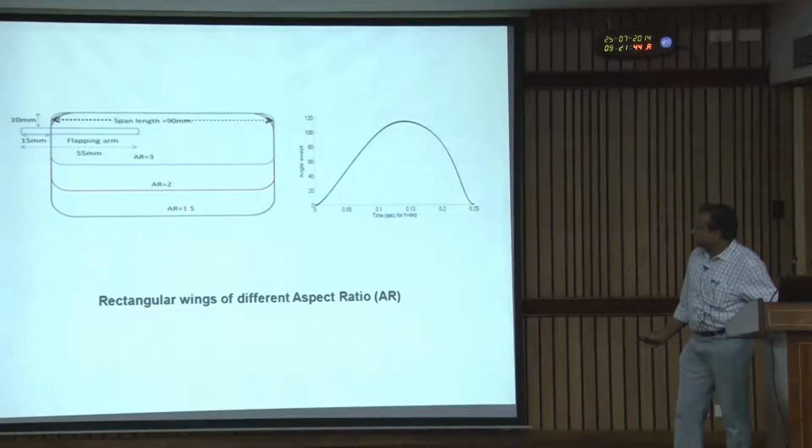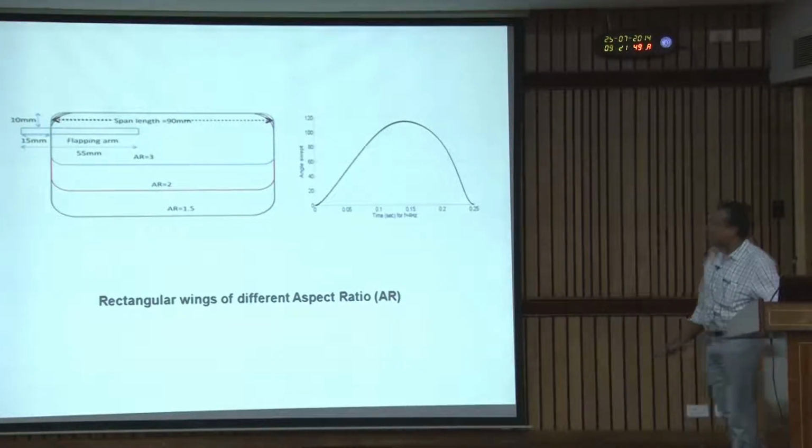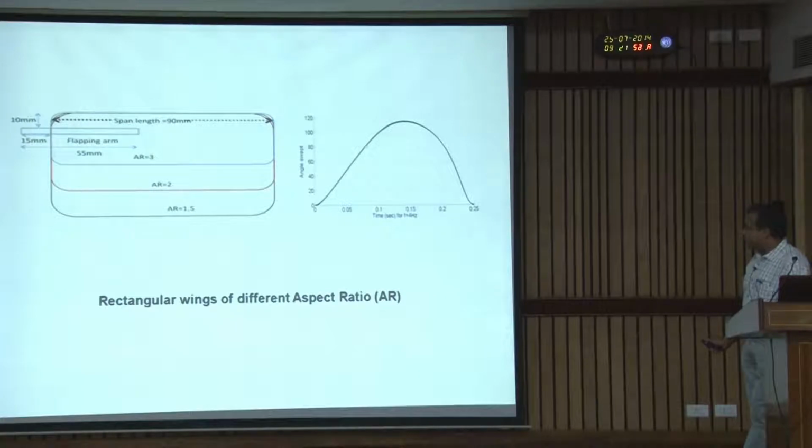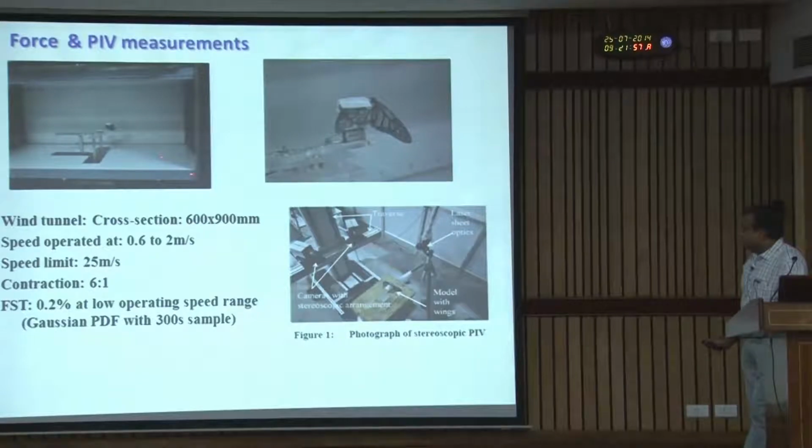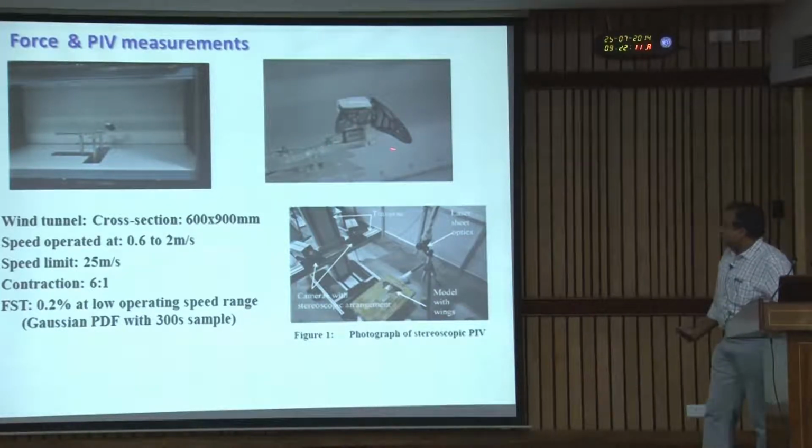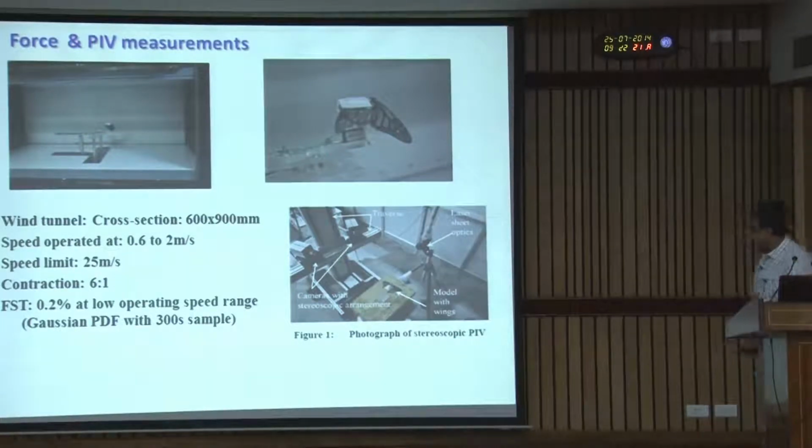The aspect ratio 1.5 is this wing, and then we reduce the chord and increase the aspect ratio, and we look into their force characteristics. Force measurement we do in a tunnel which has a 600 by 900 mm section, and this model is about 5 centimeters, at the most 50 mm. So, we are far from the tunnel walls, and we position it in the tunnel and then measure the forces. The force transducer is placed here.